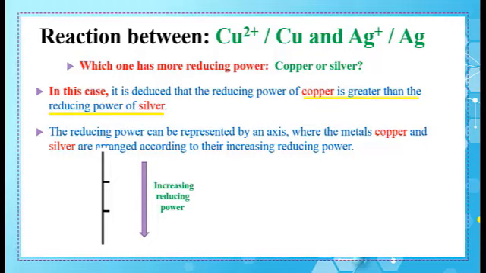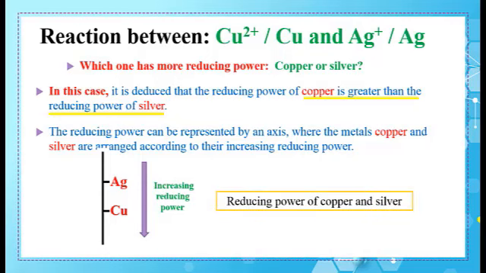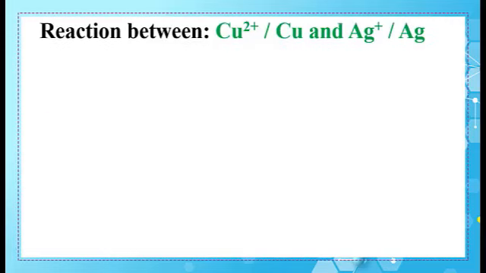Now, we said that copper has a greater reducing power than silver. Then we put it down because the increasing reducing power is downward, and Ag, which has less reducing power than Cu, is put above it. This axis represents the reducing power of silver and copper.